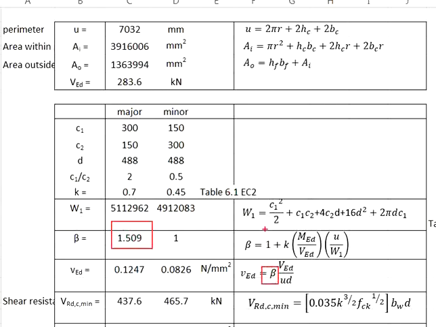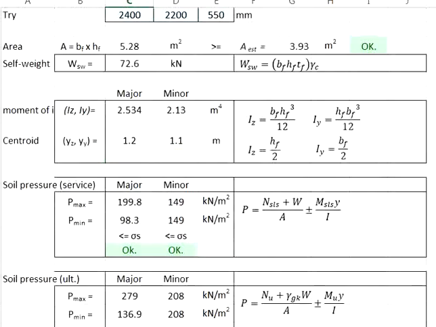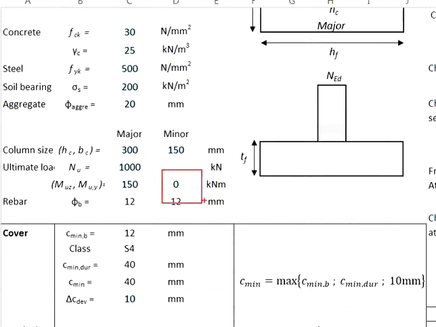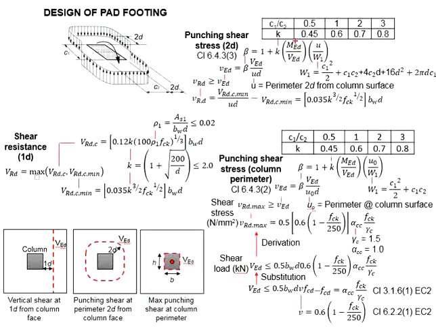Beta we have calculated. Now you obtain your shear stress equals to 0.1247 Newton per mm square. You will need to calculate for the minor axis also. However, in this case, there is no moment in the minor axis. Without any moment in the minor axis, this whole thing will be equals to 0, and your beta will be equals to 1.0.